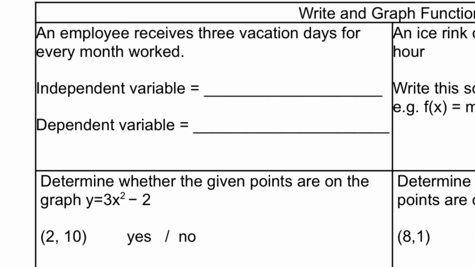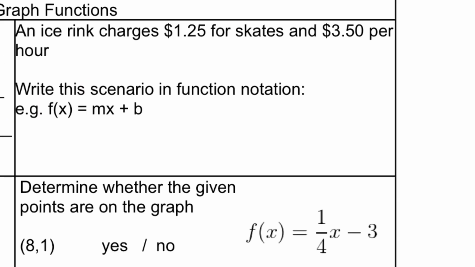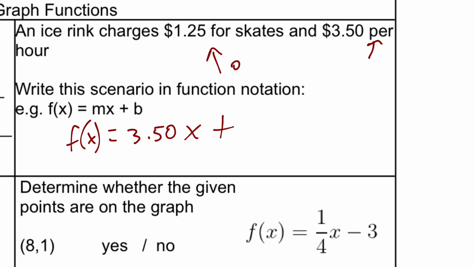The independent variable is the number of months, and the vacation days is what depends on that value. Here we look for the recurring cost, that's the $3.50. So we'll write that in function notation. And the 125 is the one-time fee. And that's the one that goes here at the end, not next to x.